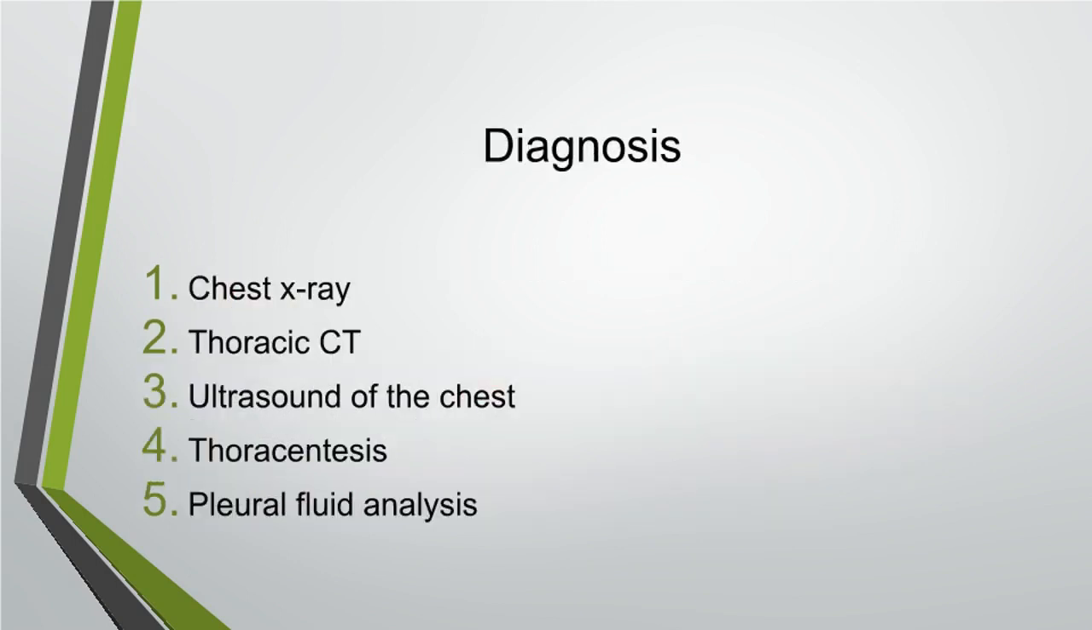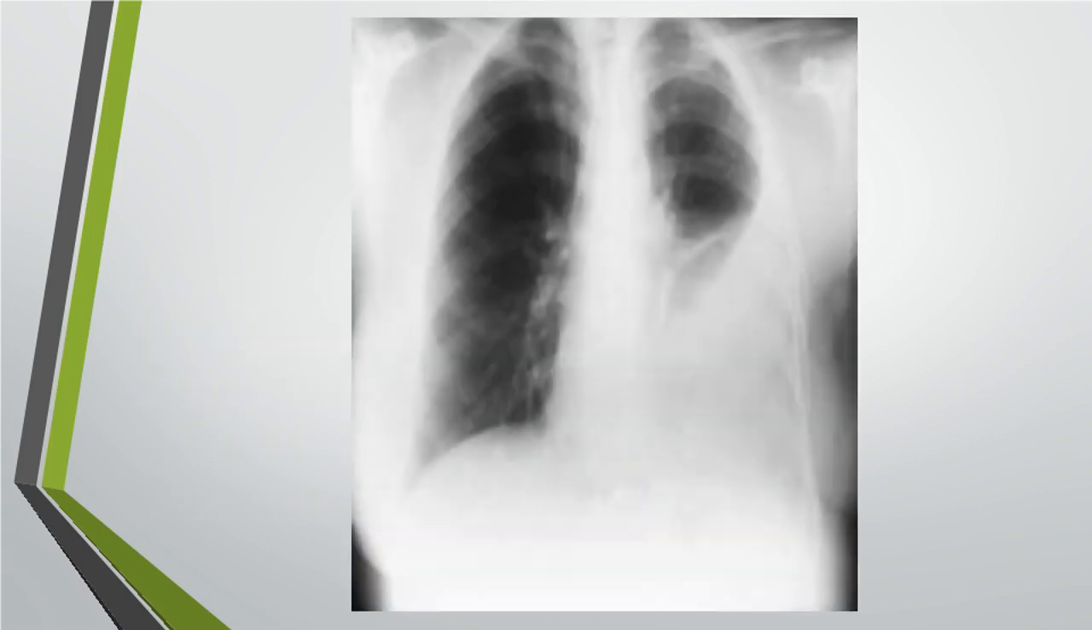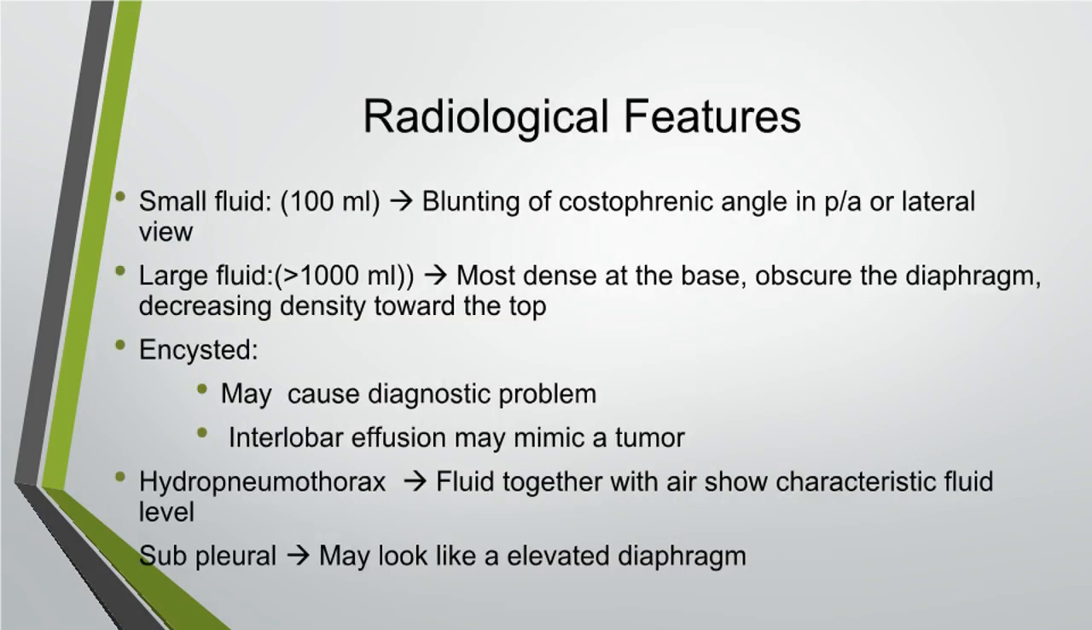Diagnosis of pleural effusion is done by chest radiograph, computed tomography, ultrasound of chest, pleural fluid aspiration and analysis. Here chest radiography shows right costophrenic angle blunting, right lower and mid-zone homogeneous rising opacity suggestive of right-sided pleural effusion. Fluid of 100 to 300 ml leads to blunting of costophrenic angle. Interlobar pleural effusion mimics a tumor and causes diagnostic problems. Hydropneumothorax shows air fluid level and needs to be differentiated from large lung abscess and infected bulla.